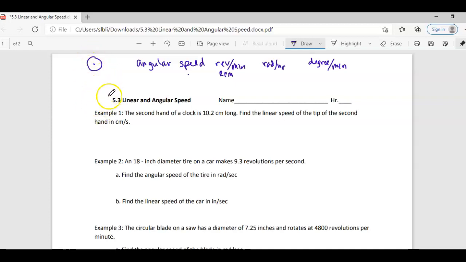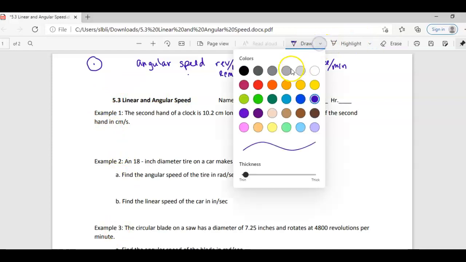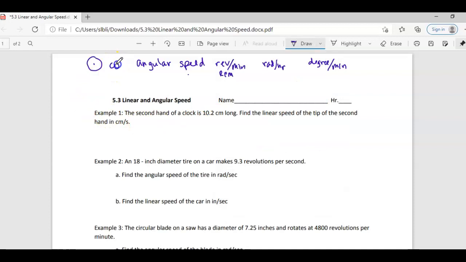The variable that we usually use to represent angular speed is called omega, and it's kind of like a little lowercase w, just a little more curly. So that is the angular speed: how many revolutions per minute. The linear speed is usually represented by v, for velocity.